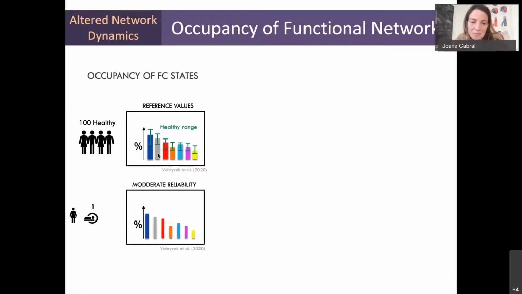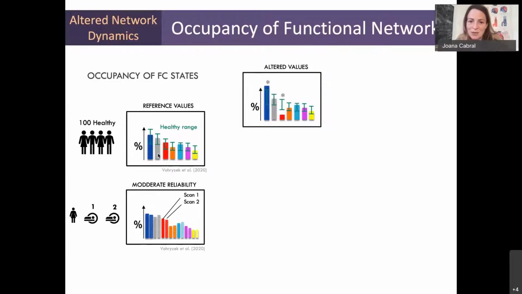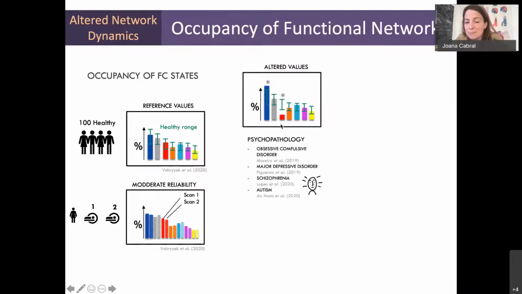Then we find some moderate reliability. So we also found that people scanned twice on the same day have reliability on the measures. So the probability of being in the DMN is quite consistent. Then we are finding altered values in some psychiatric disorders, let's say psychopathology. So in OCD, in major depressive disorder. We also did a master project in schizophrenia and autism.